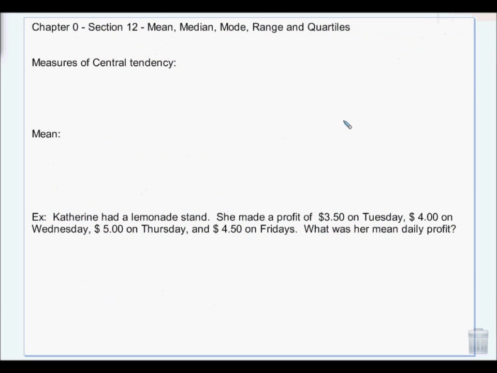Mean, median, and mode are called measures of central tendency. And what that means is, you guys have seen the bell curve before. Have you guys seen that? And most people fall in this area, and you got some people over here and some people over here. The measures of central tendency talk about this part right here. Okay, so they talk about the averages.